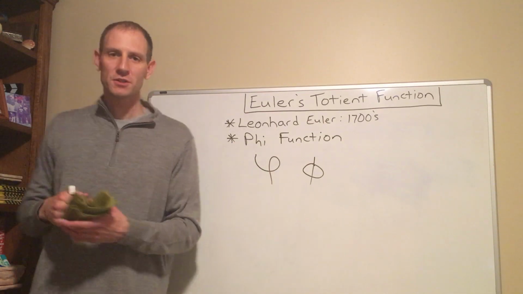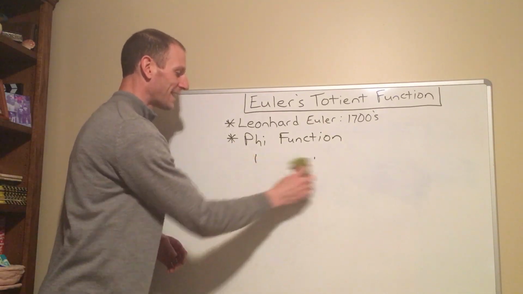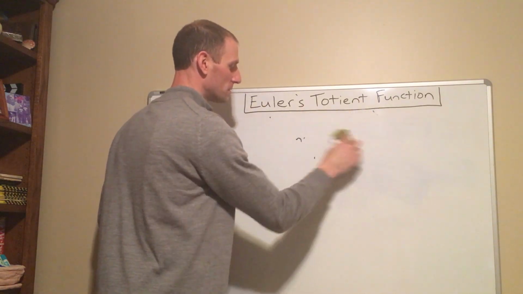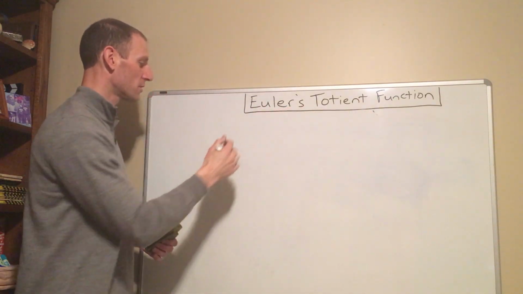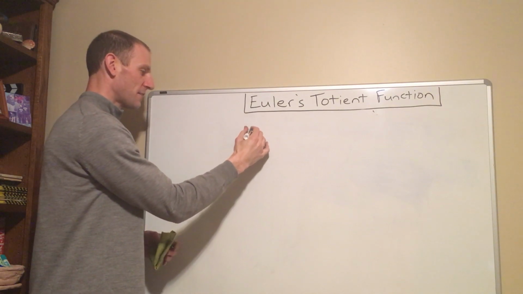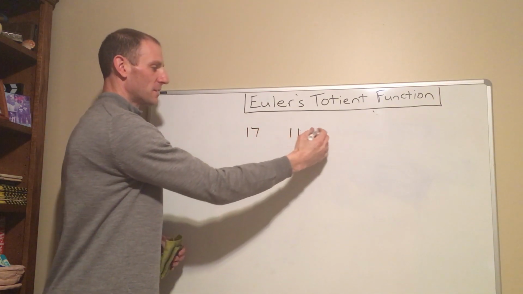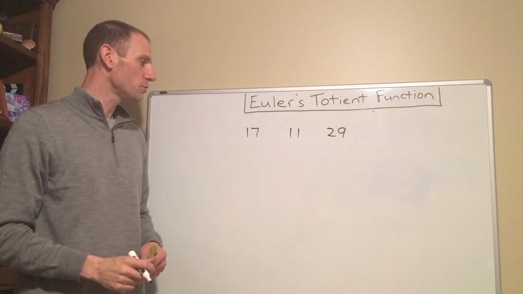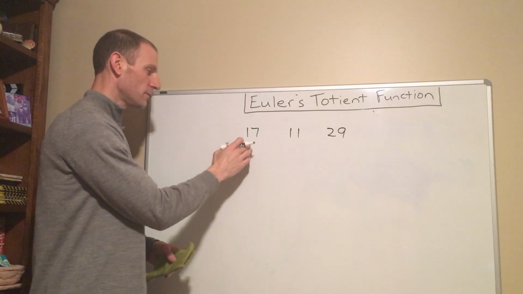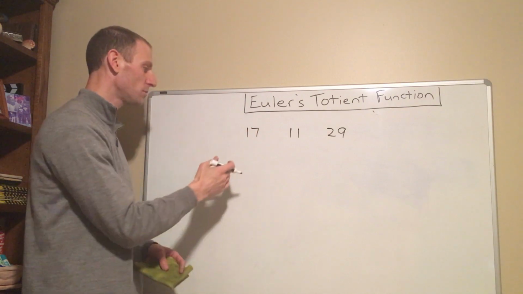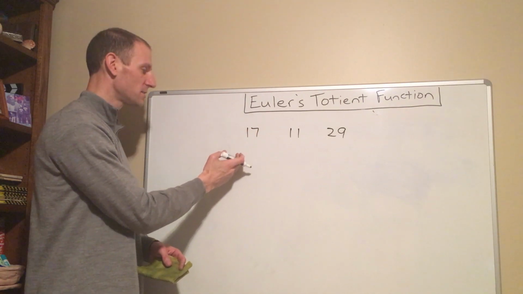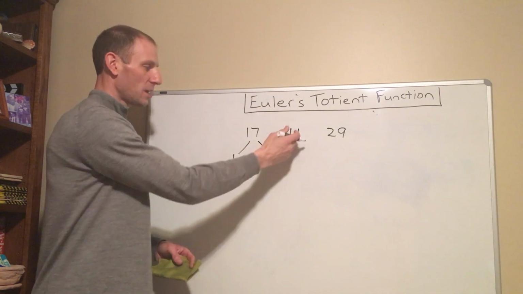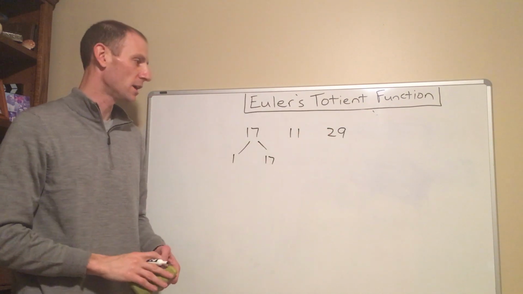The totient function is based on a concept that's called co-prime. You know what prime numbers are. Prime numbers are things like 17 or 11 or 29. Numbers that only have two factors, 1 and itself. So the only two numbers that can divide into 17 are 1 and 17. The same is true for 11 and 29.